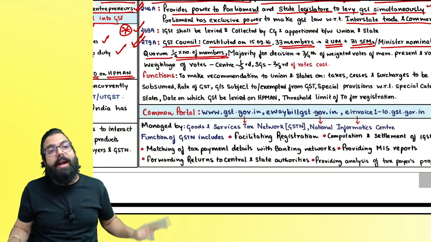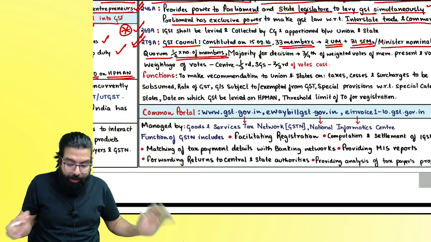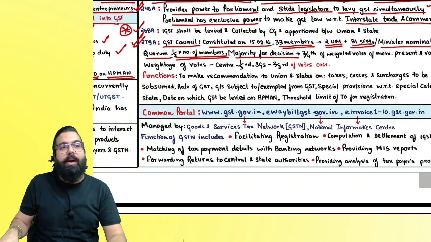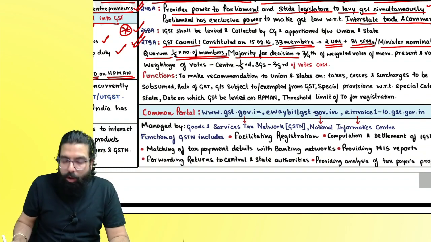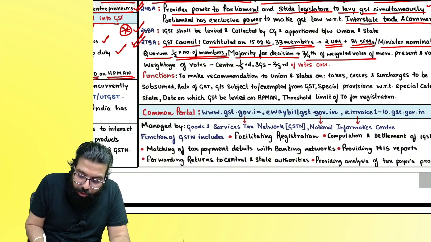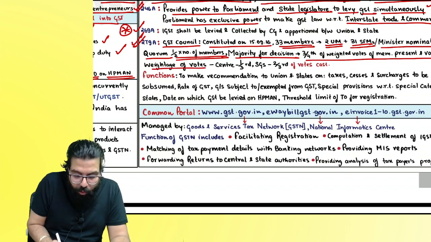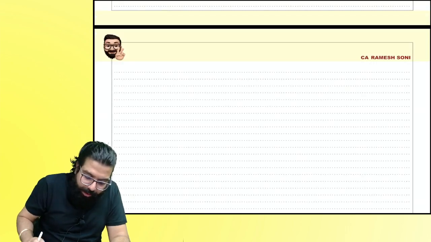In the exam, you have to write that half of the number of members should be present for a meeting to be held. Then I told you, for every decision to be taken, what is the majority, everyone? 3/4 of the number of members present and voting. Always remember, 3/4 of the weighted number of members present and voting. Sir, what are the weights of the votes of the center? 1/3, and state is 2/3. I'll tell it like this.